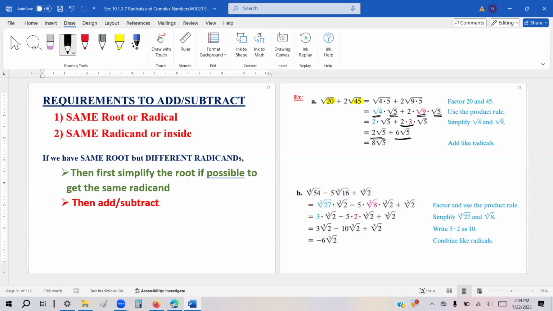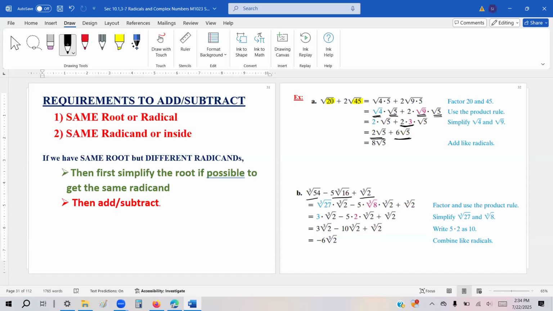This one is saying cube root of 54, 5 cube root of 16, and cube root of 2. All three numbers are different. 54, 16, 2, they all are different numbers. But can you reduce 54? Yes, it's 9 times 6, right? Can you reduce 16?